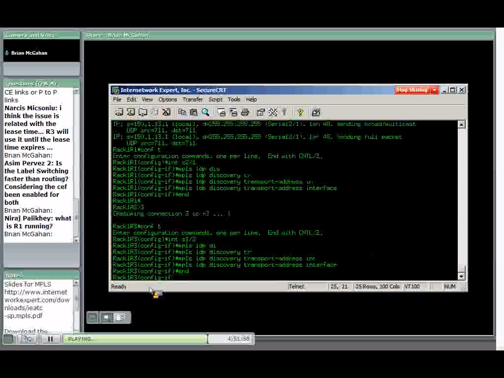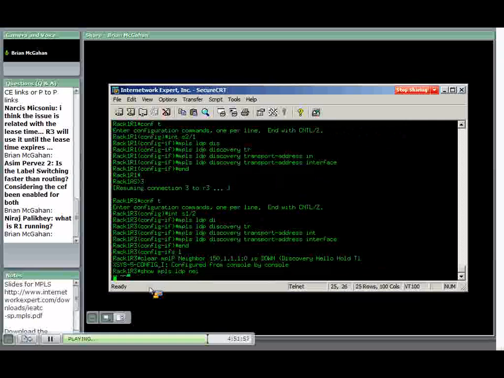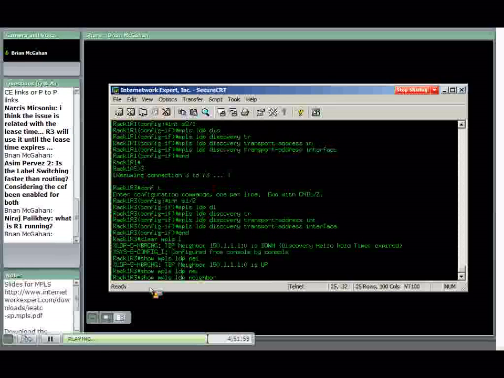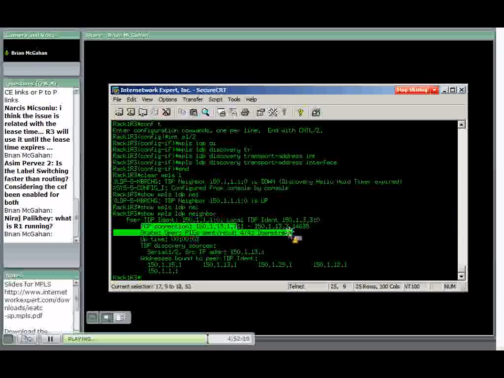Okay, so we can see packets are coming from 150.1.3.3 going to 150.1.1.1. So this is router 3's TDP router ID going to router 1's TDP router ID. Destination is TCP port 711. So this means that router 1 is the server and router 3 is the client. Router 3 is the one that initiated the connection.